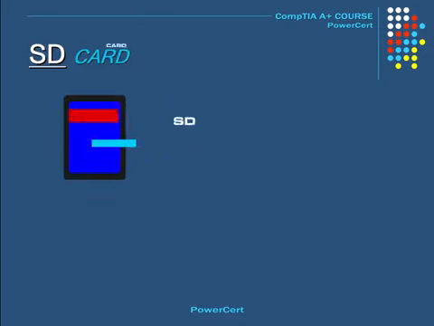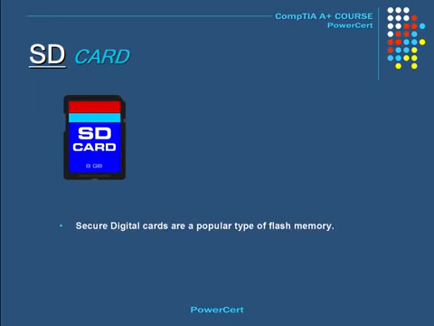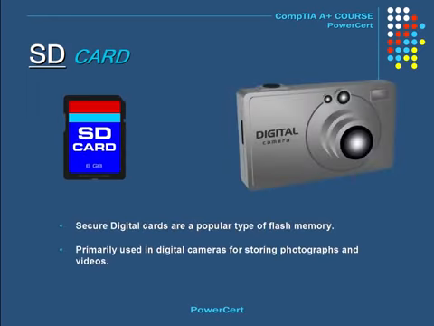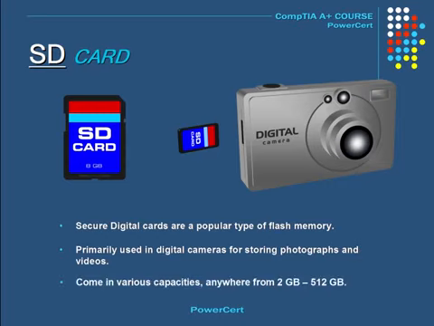Secure digital or SD cards are a popular type of flash memory. Now these are primarily used in digital cameras for storing photographs and videos. Then these photographs and videos can be easily transferred to a computer with an SD card reader interface. SD cards come in various capacities, anywhere from 2 gigabytes up to 512 gigabytes.